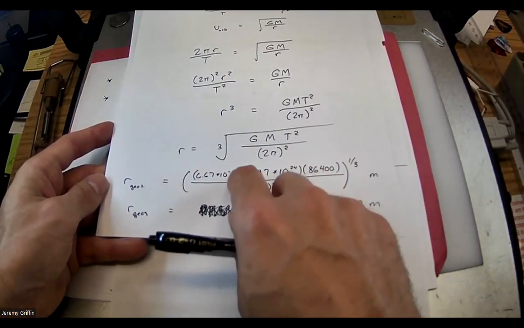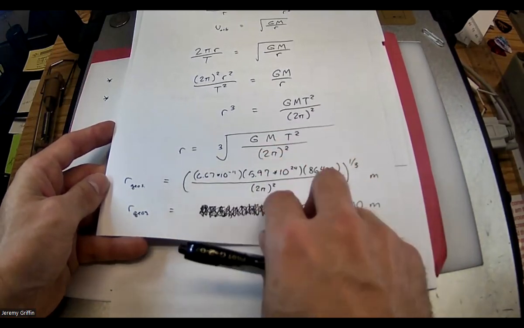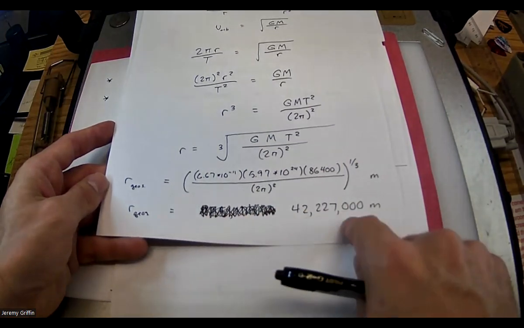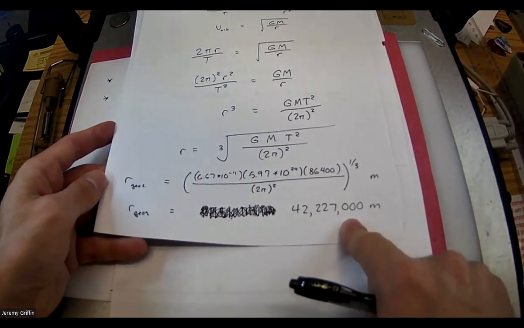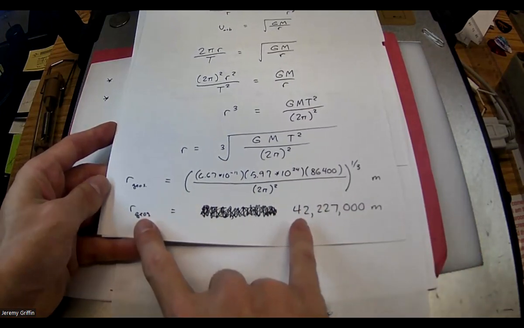Here's G. Here's the mass of the Earth. Here's the time period in seconds. Here's 2 pi quantity squared, all raised to the 1/3. And I got like 42 million meters. Now, that's the distance from the center of the planet. You guys got that?